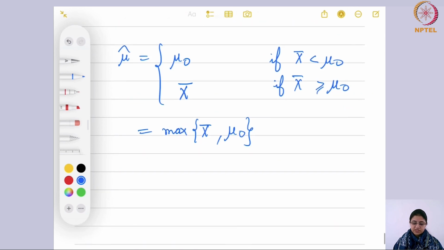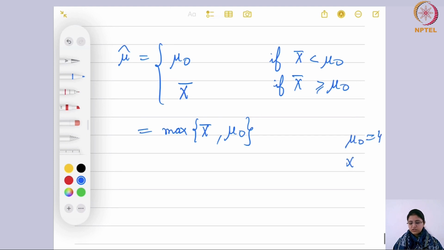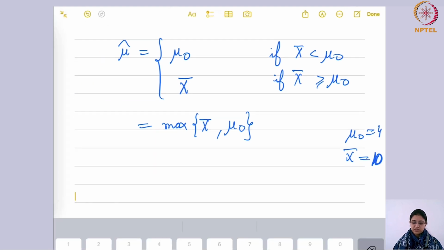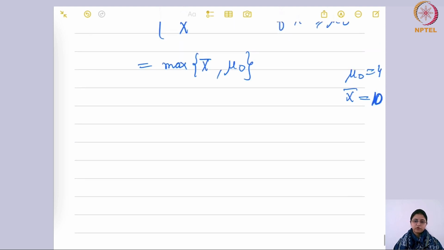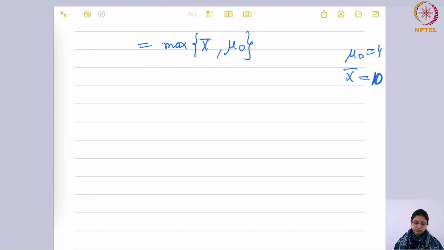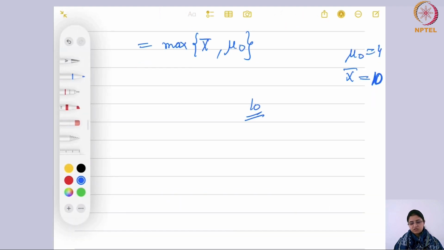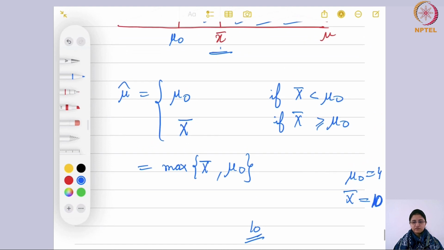So again, you can see that suppose mu naught here is 4 and the sample mean x bar comes out as 10. In this case, you would compare these two and see whichever is maximum, that would be your estimator. Since 10 is the maximum here, 10 would be your estimator, otherwise 4 would be there. Okay, whatever the value of mu naught, this is just a sample case where mu naught is 4.